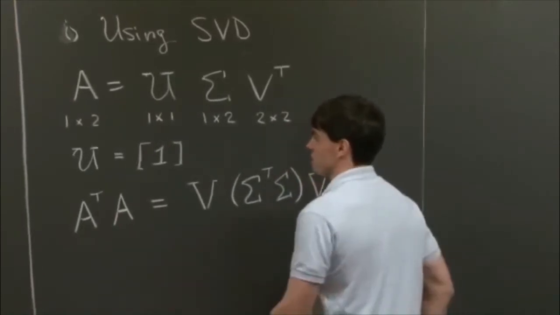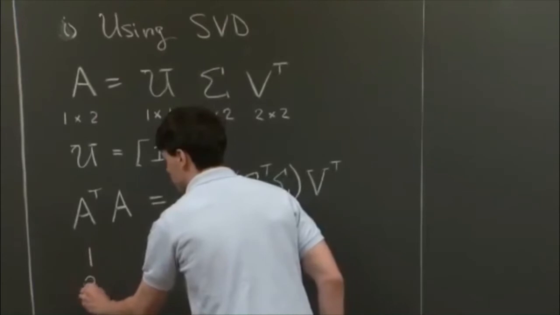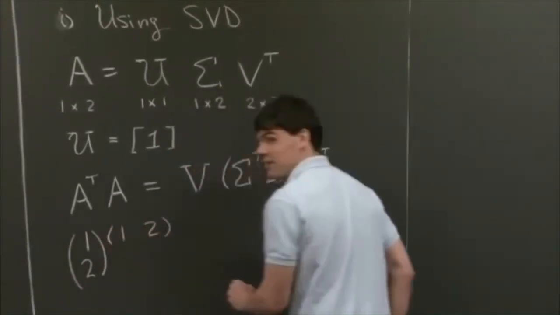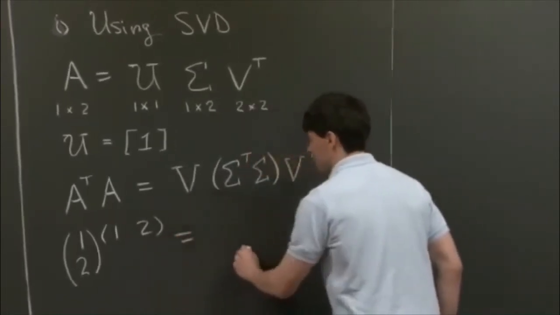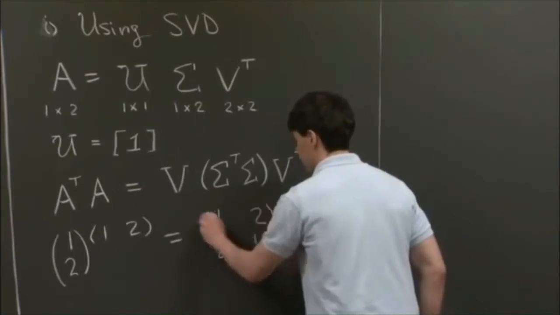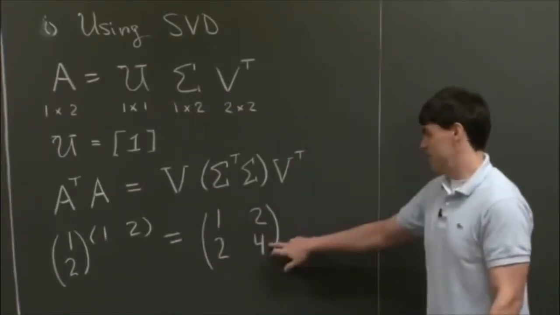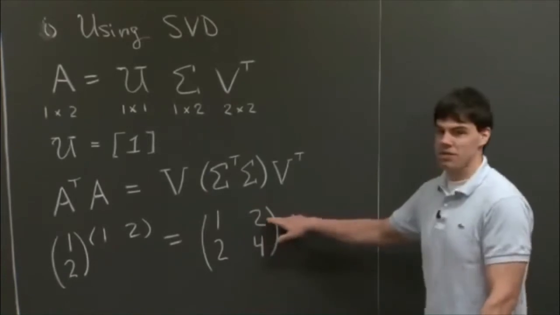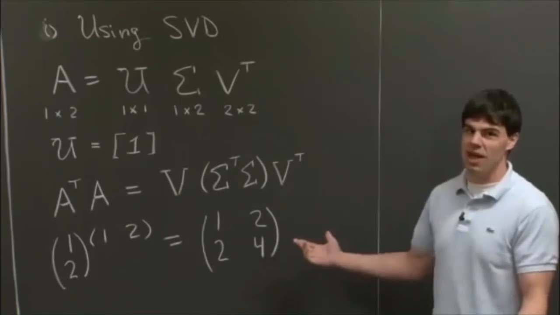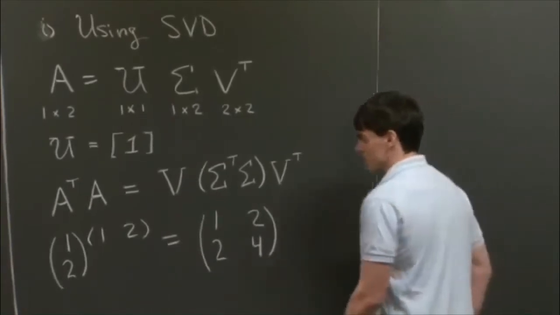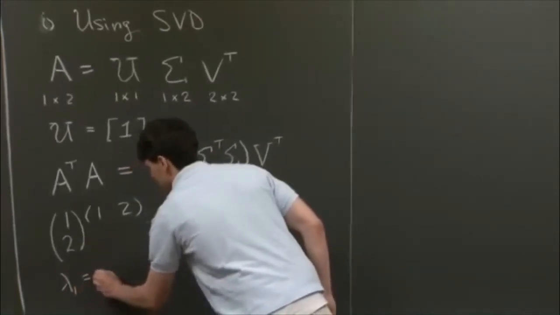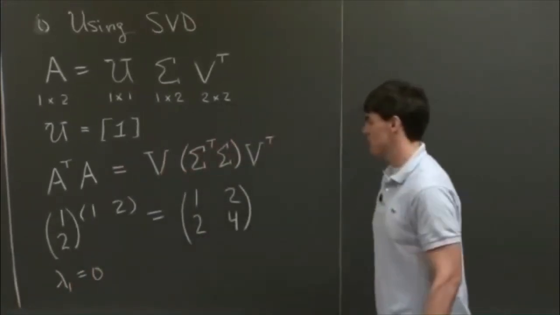So what is A transpose A? Well, in our case, it's 1, 2 times 1, 2, which gives us 1, 2, 2, 4. And note that the second row is just a constant multiple of the first row. Now what this means is we have a 0 eigenvalue. So we already know that lambda 1 is going to be 0. So one of the eigenvalues of this matrix is 0.